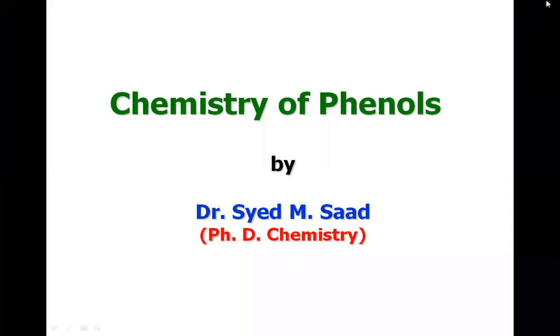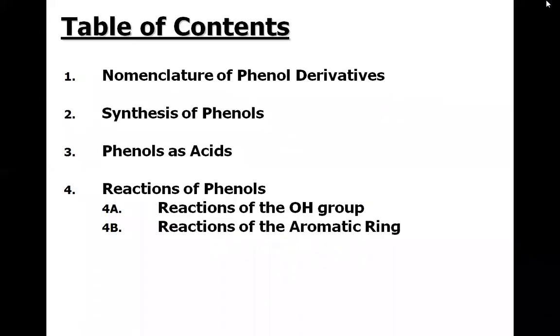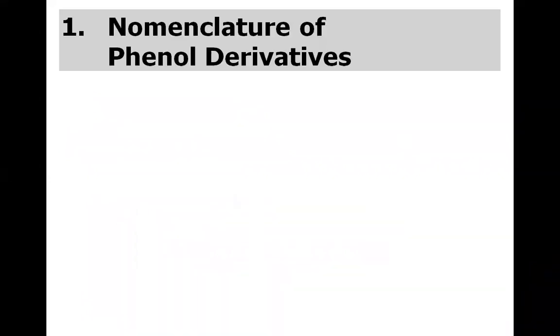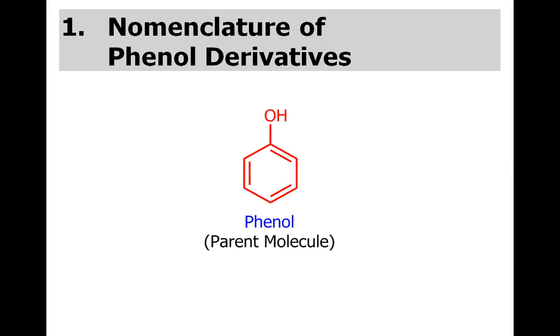Today we will discuss the chemistry of phenols. In this lecture, we will discuss the nomenclature of phenol derivatives, and the synthesis of phenols, and phenols as acids, and their reactions. And we will discuss their reactions both from their OH group and from the aromatic ring. So let us begin our lecture with the nomenclature of phenol derivatives.